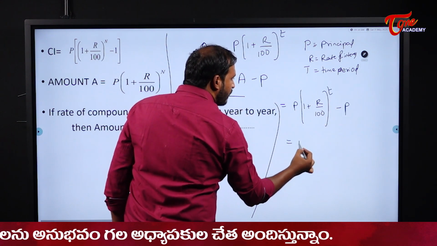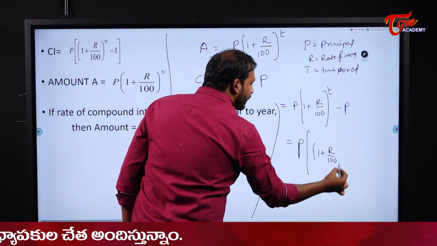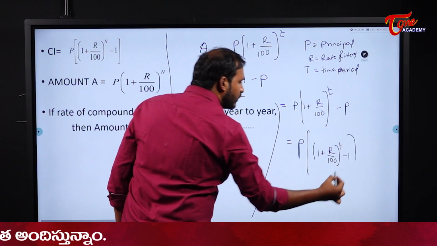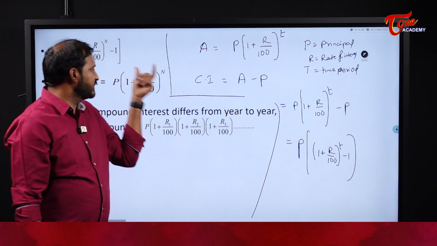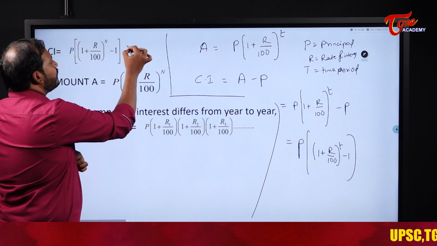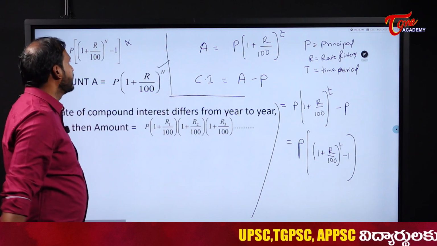Now, when I take P common, what does it become? P into 1 plus R by 100 whole to the power of T minus 1. The same thing. Okay, the compound interest formula. But we never use the compound interest formula, students. Generally, we only use the formula of amount here.